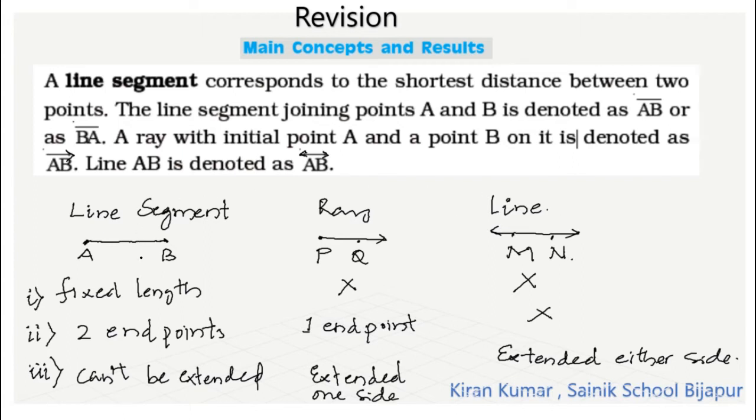A line segment has got a fixed length, it has got 2 endpoints, and it cannot be extended, and this can be measured. A ray has no fixed length, only one endpoint is there, that's initial point, and this arrow indicates that it can be extended to one side. Since it can be extended, it has got no definite length. A line has got no definite length because there are 2 arrows, it can be extended on either side, it can't be measured.